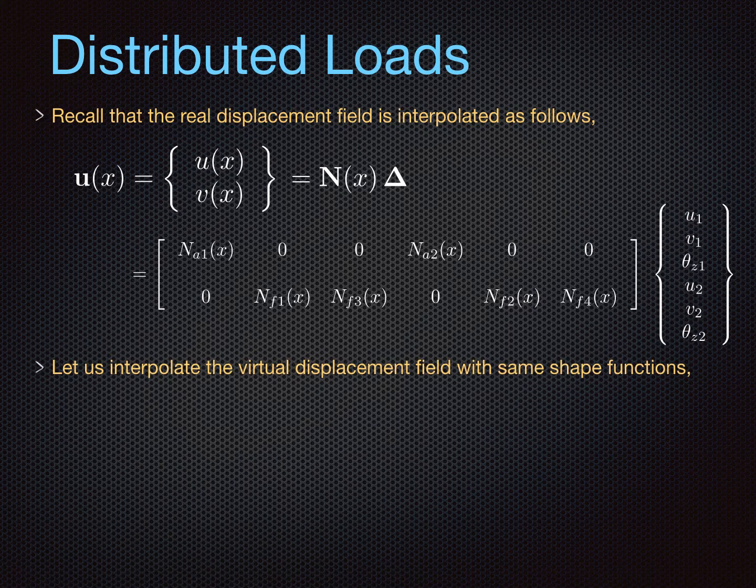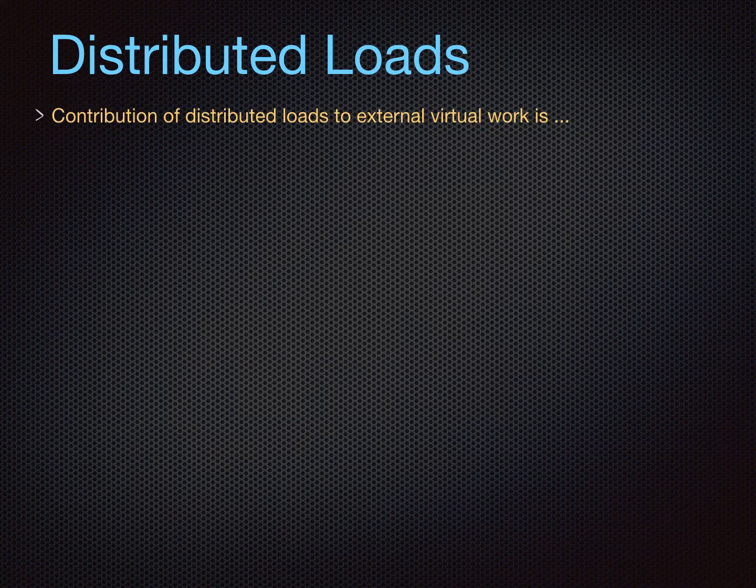And we can choose, as we always choose, the same shape functions to interpolate the virtual counterparts of the displacement fields. So del u is equal to N times del delta. Now, to consider these distributed loads in our principle of virtual displacement scheme, we need to really compute their contributions to the external virtual work, because that's all the contribution that they will make into that statement. They will contribute only to the external virtual work, and they'll contribute in a quite simple manner.